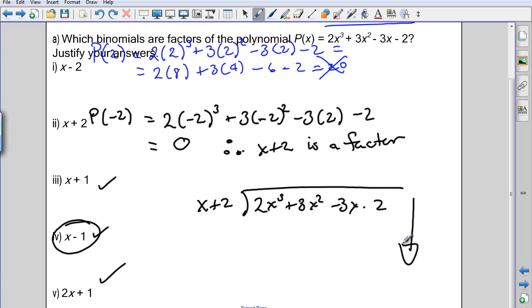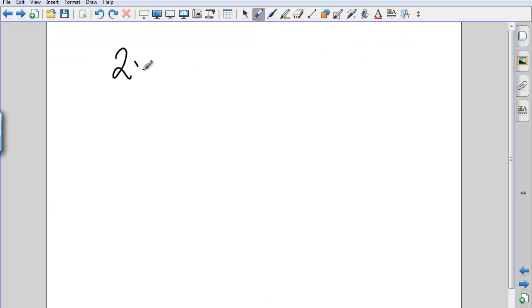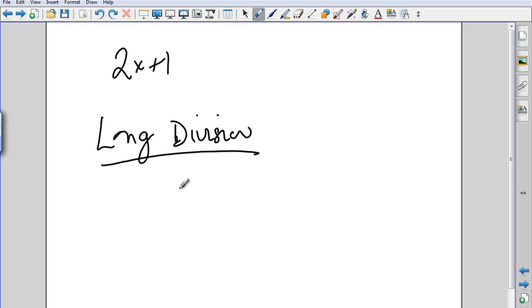In part 2, we are going to look at what happens when we have more complex binomials, and those would be examples such as, what if we have 2x plus 1? And is there a quick way, or do we always have to use long division? And we will find out that there is an alternative method, which is much quicker, something called synthetic division. And that will be the focus of part 2.